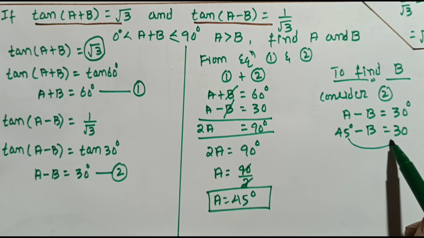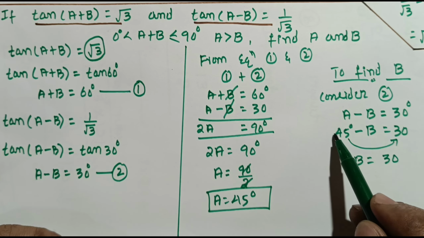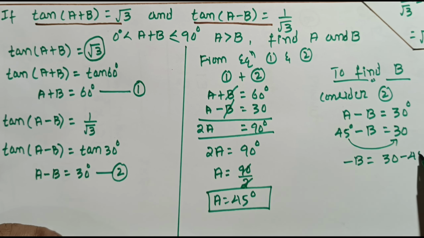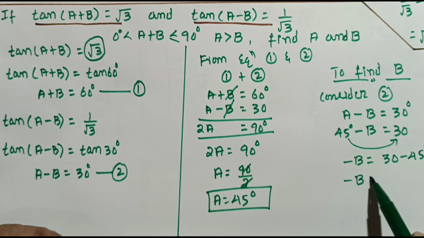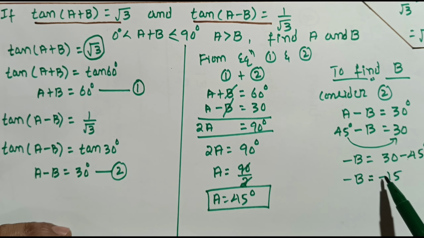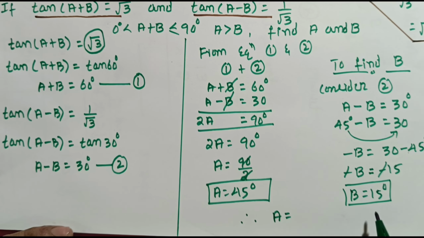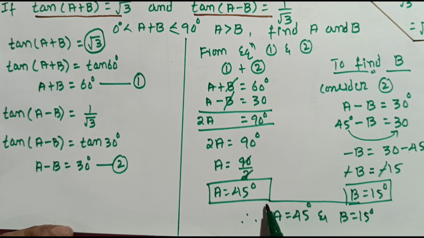Now shift this to the right side. That is, minus b equals 30 degree, and the 45 goes to the right side as minus 45. So minus b equals 30 degree minus 45 degree, which is minus 15 degree. Both sides minus get cancelled. b is equal to 15. So therefore the value of a is 45 degree, and the value of b is 15 degree. This is the final answer for the given question.